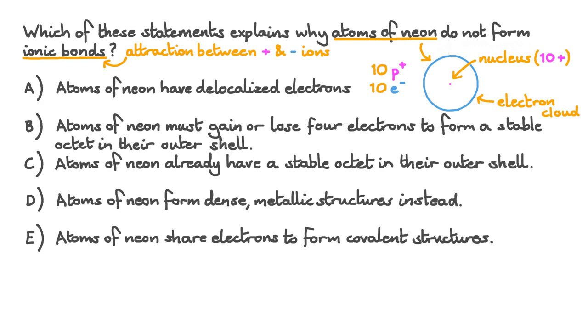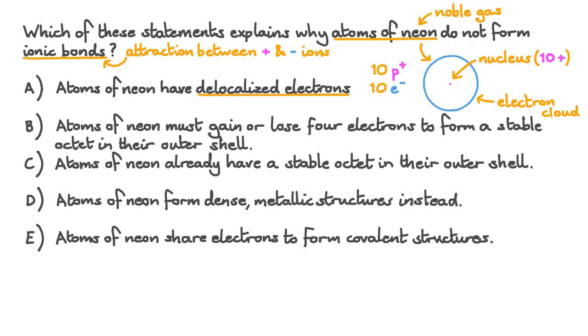Atoms can lose or gain electrons to form positive or negative ions. We need to look at the 5 statements and find the one that accounts for the fact that atoms of neon do not form ionic bonds. The first thing it will be helpful to remember is that neon is one of the noble gases, which are well known for not forming any bonds at all, with some exceptions. However, generally speaking, neon goes around as single atoms.